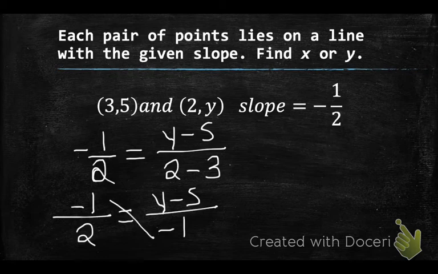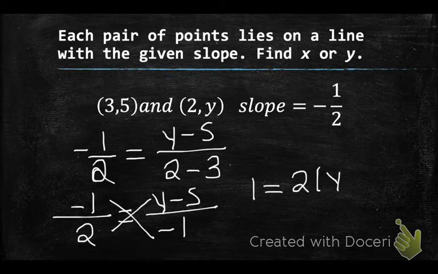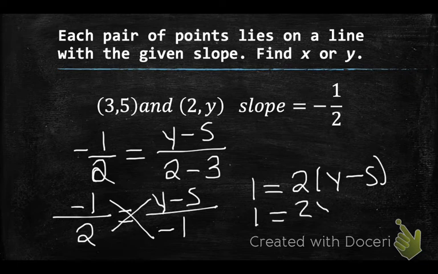So then I cross multiply. -1 times -1 is 1. So 1 equals, then we have to take 2 times y minus 5. And we solve. So 1 equals 2y minus 10. So 11 equals 2y. So y equals 11 over 2. And I have run out of room.